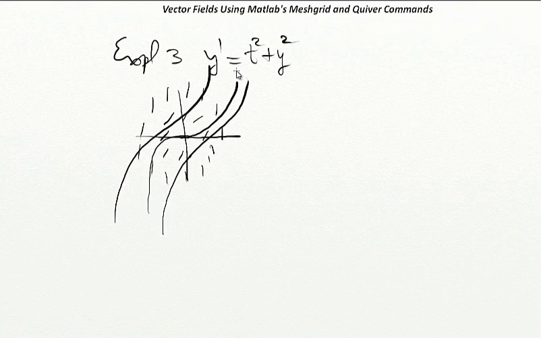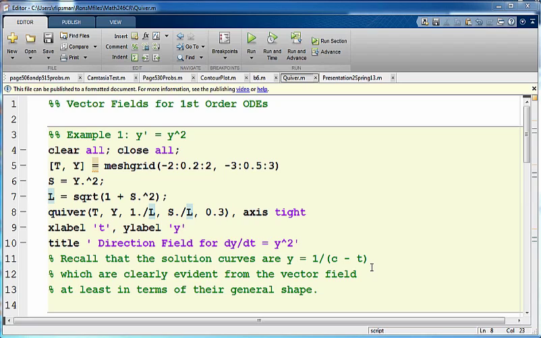So now let's turn to MATLAB to actually do these three examples. Okay, now we're going to turn MATLAB loose on these three problems. Here's the first problem, y prime equal y squared. We first set up a grid, a rectangular grid, where t runs from -2 to 2 and step size 0.2.